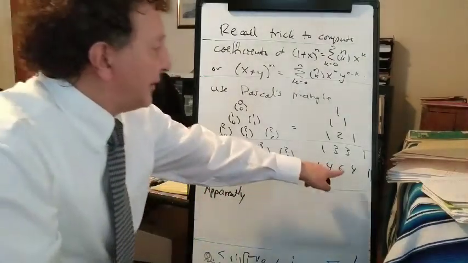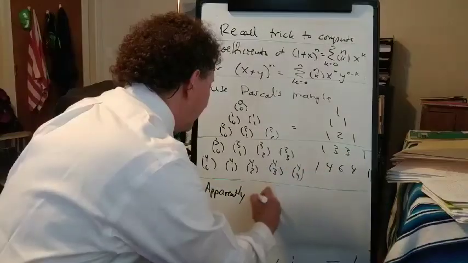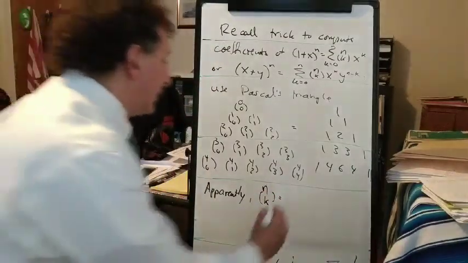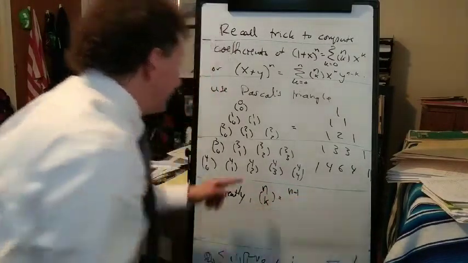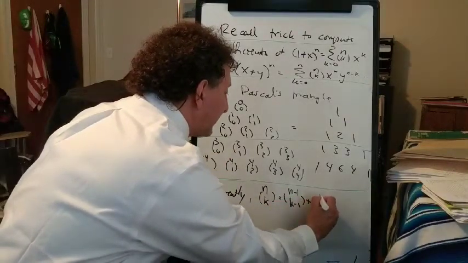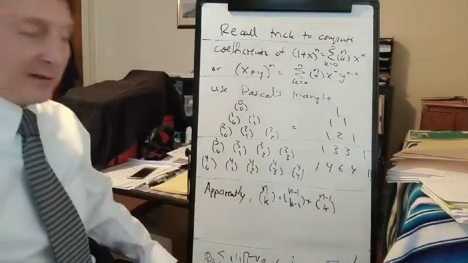Now the fact that each of these numbers equals the sum of the two above it tells us that n choose k is equal to n minus 1 choose k minus 1 plus n minus 1 choose k. This equation is called Pascal's formula.